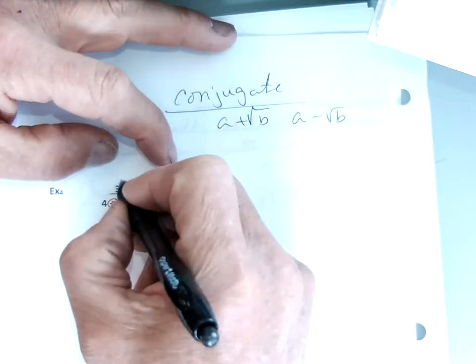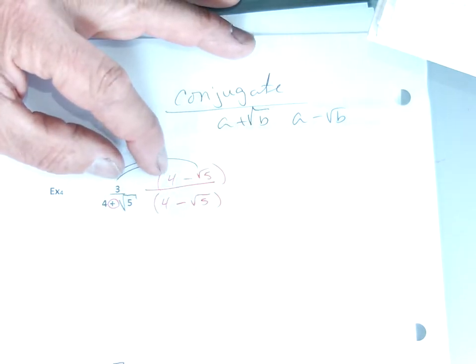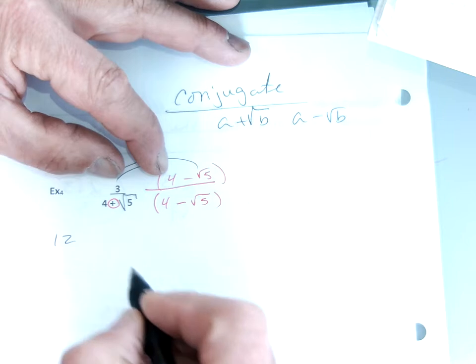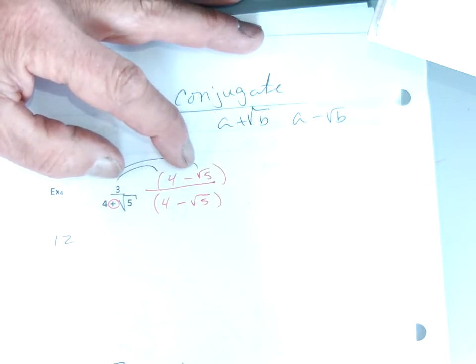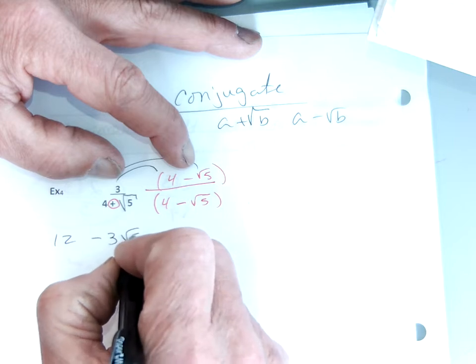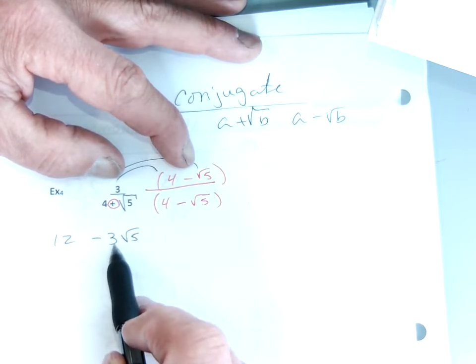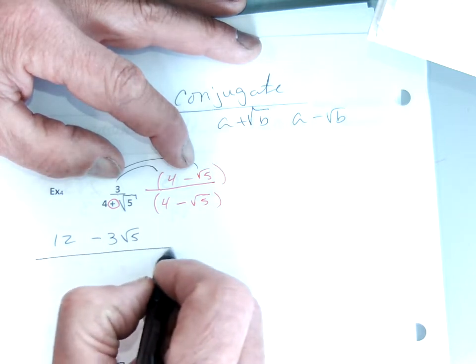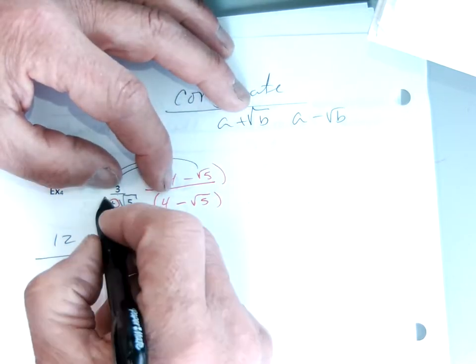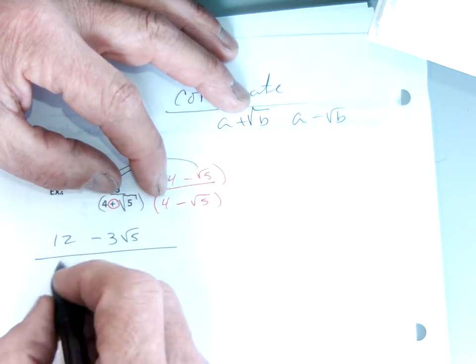So I'm going to distribute my numerator. 3 times 4 is 12. 3 times the negative square root of 5 is just going to be a negative 3 square roots of 5. Okay, whole number times square root is just going to be the 3 square roots of 5. On the bottom denominator, I'm going to FOIL it. 4 times 4 is 16.